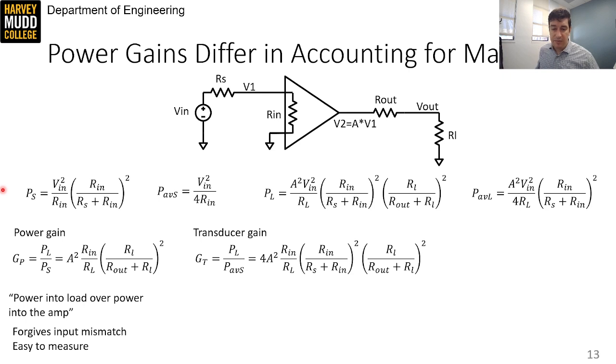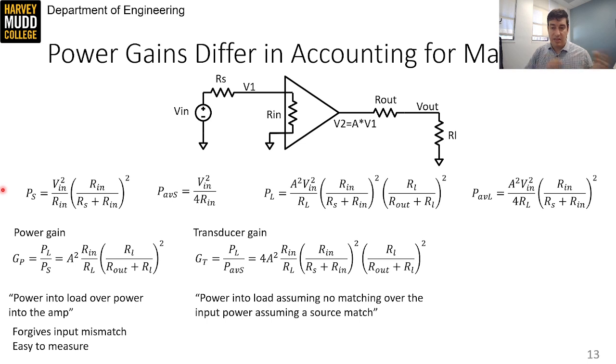The second power gain we care about is called the transducer gain, GT, and it attempts to rectify some of the issues with GP. The expression comes from a ratio of powers on this page, and because PAVS assumes an ideal match while PL does not, none of the divider terms in PL cancel. So describing this gain in words, it's the power into the load, assuming the input is source matched. Or you could say that it's the power into the load divided by the best power we could get from the source.